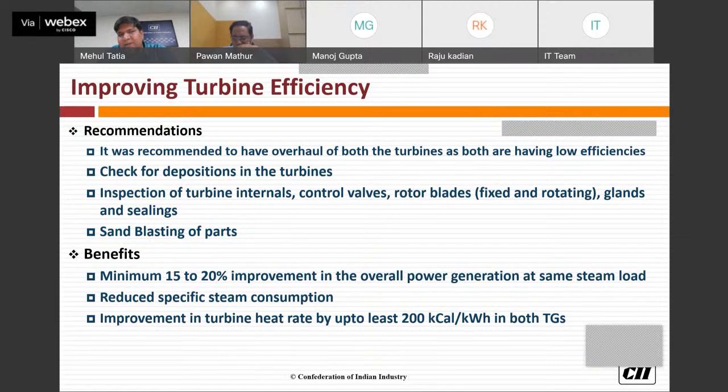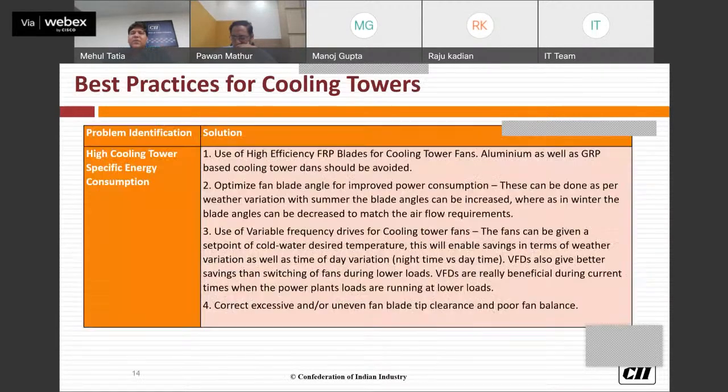So we have recommended to do a complete overhaul of both the turbines because heavy loss is happening in both the turbines. We are estimating around 400 kilocalories of overall heat loss, and we estimate that by doing a complete overhaul, at least 15 to 20% of overall turbine performance can be improved.